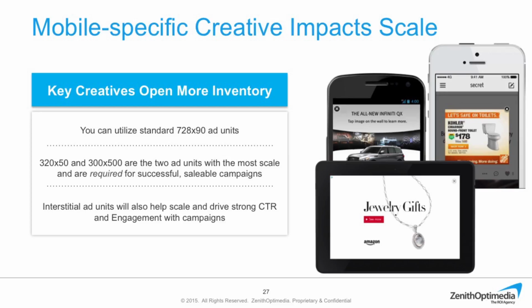Interstitials are similar to page takeovers on desktop display. They are served when you navigate between pages on mobile web or in-app. They will take over almost the entire screen and require you to X out of them in order to view the content. This is why you generally see large click-through rates and engagement with these campaigns, as they are very impactful.